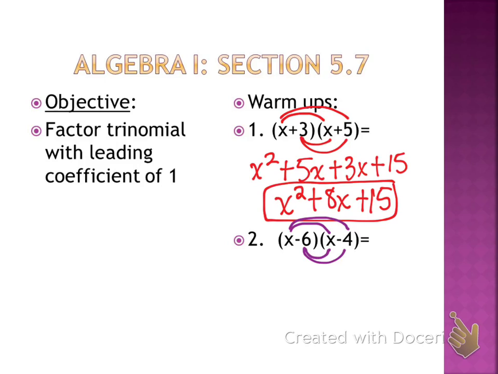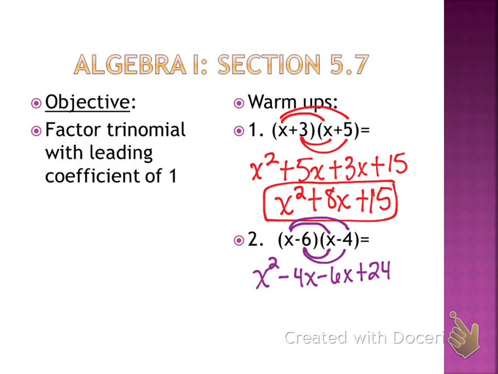Okay. X times x, x squared. X times negative 4, negative 4x. We're going to be going to the sticks pretty soon here. I've got like 2 voices I keep hearing. Negative 6 times x, negative 6x. And negative 6 times negative 4 is a positive 24.